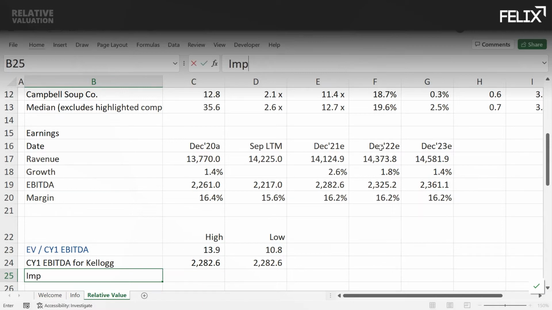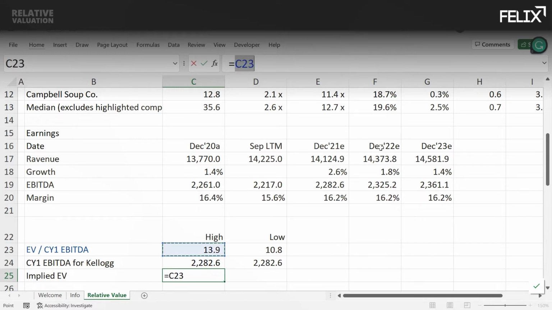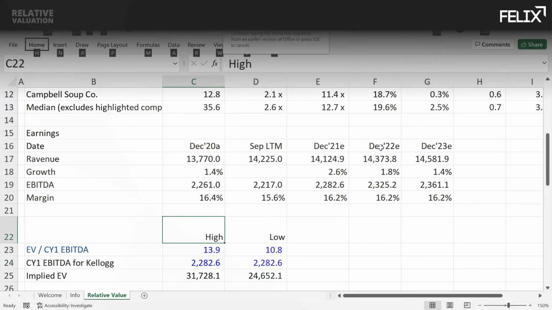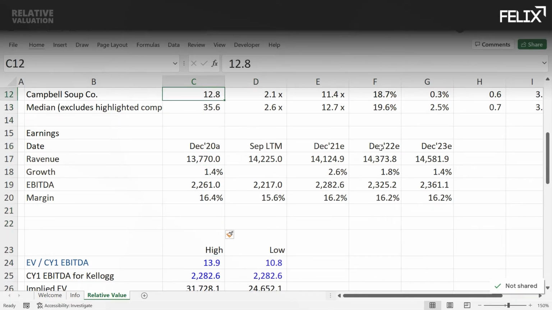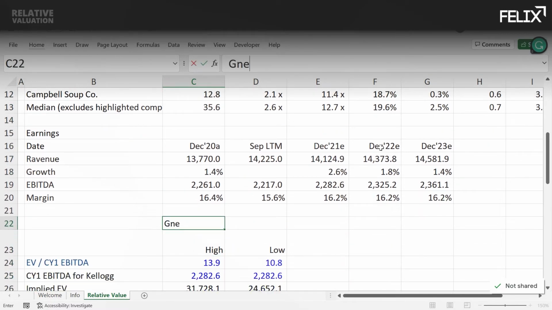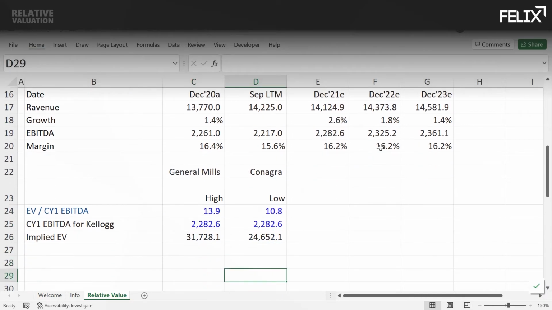And then I'm going to calculate the implied EV, the implied enterprise value. So I'll take the multiple from the comparable, multiply it by the EBITDA for Kellogg, and let me make this super clear. These are hard-coded, and the high company that we're using here is General Mills, and the low is Conagra. So this is General Mills, and this is Conagra. Okay, because in banking, we will always do a range. You'll never just have one number.